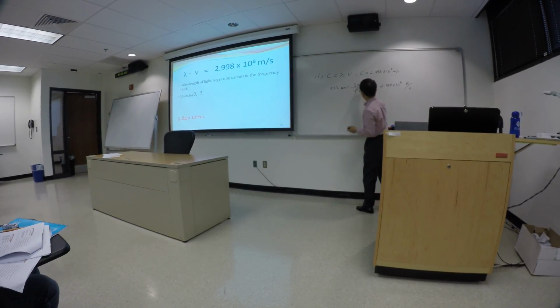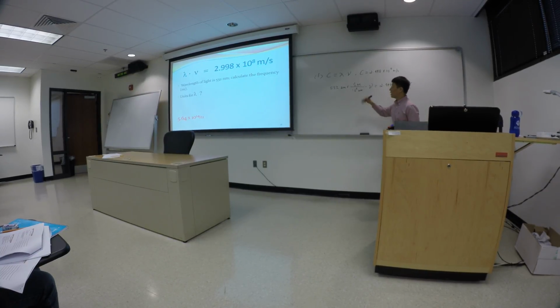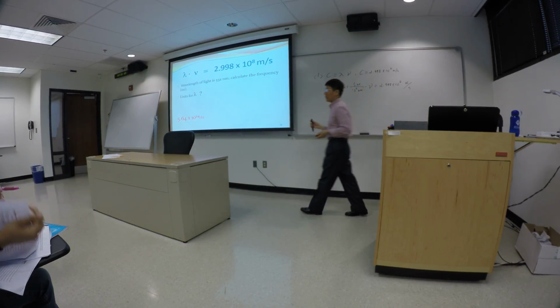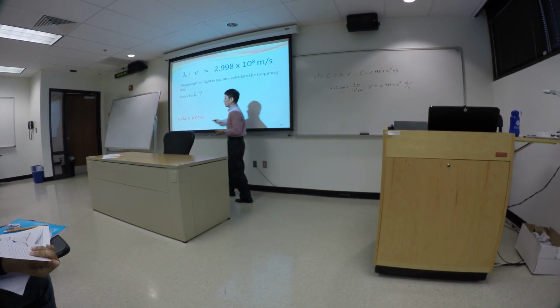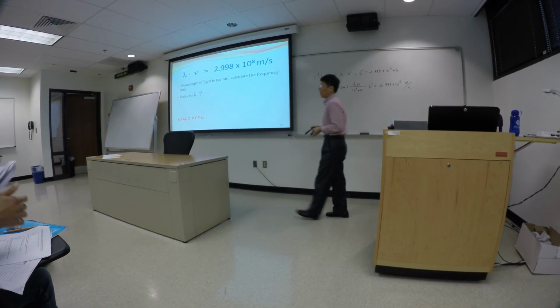So meter and meter cancel out from each side of the equation, and then this number is divided by 532 over 10 to the 9. That's 5.32 times 10 to the negative 7. You put that number in here and do the calculation. This is the frequency.